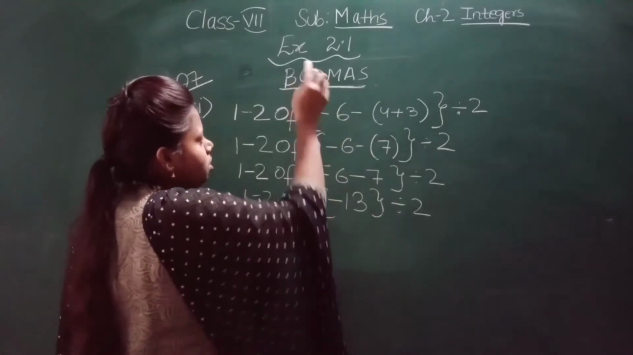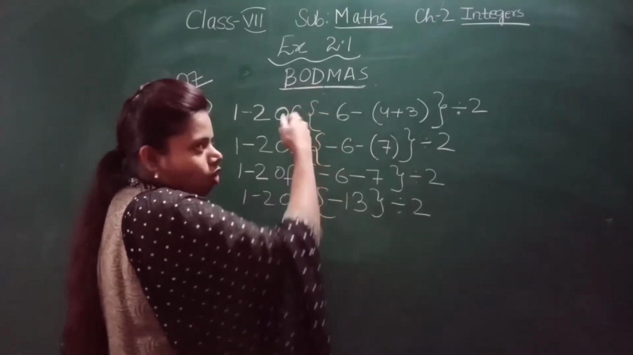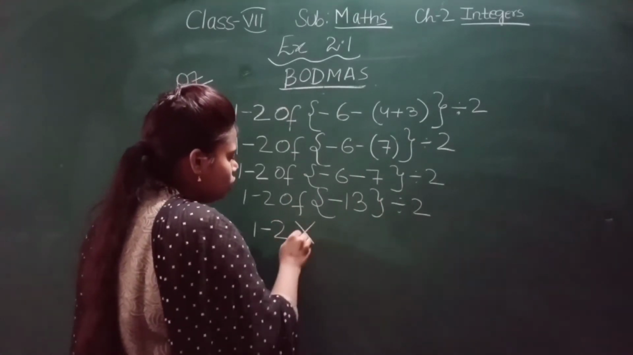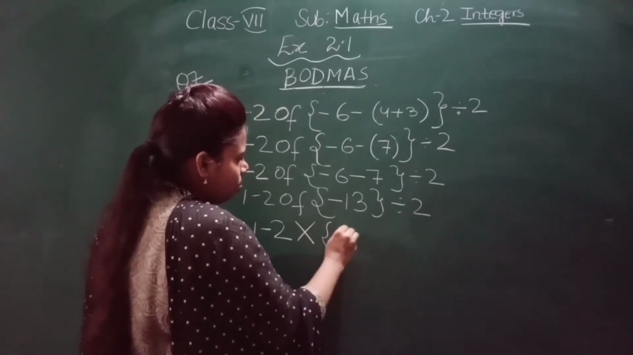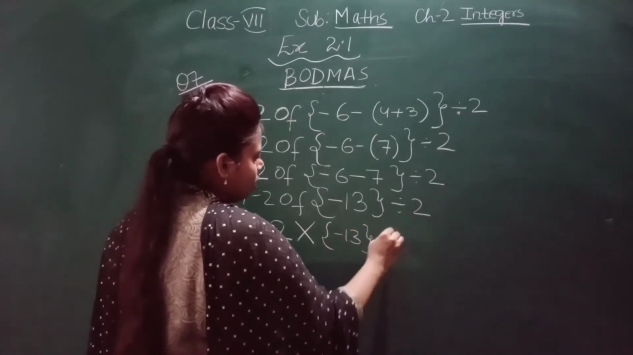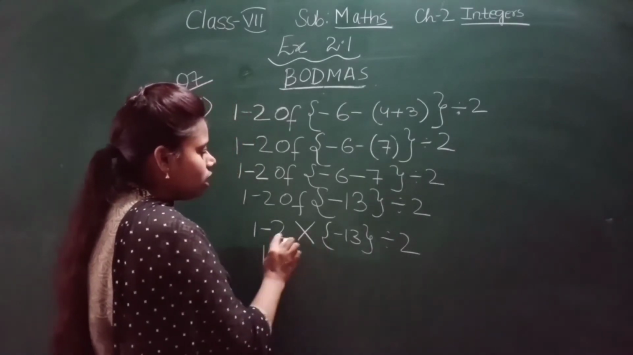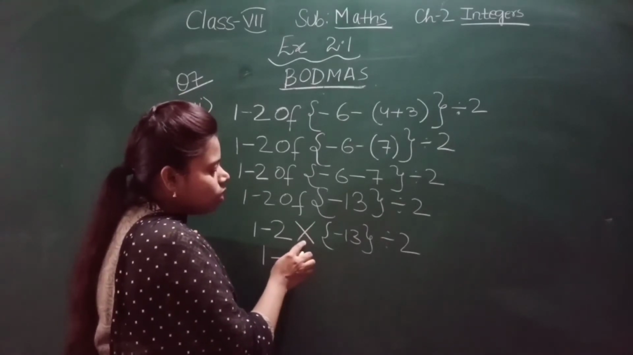So B means bracket, we have solved the bracket. Now we will do of. Of means multiplication only. So 1 minus 2 you can write as of into. Now you will write the same, minus 13 divided by 2. Now 1 minus. Okay. Now let us multiply this. Now don't get mistaken here. That this is what?